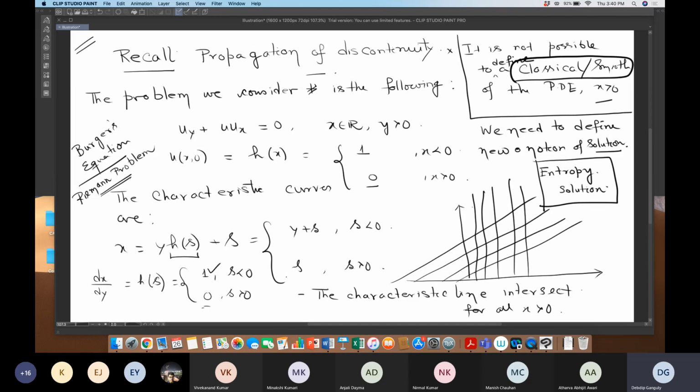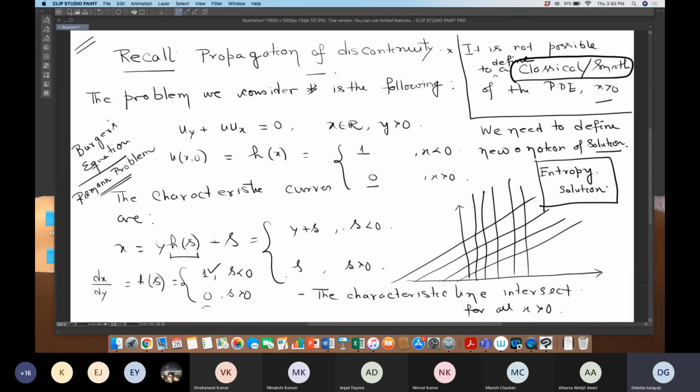The scenario is clear. Since we are not able to define a classical solution for this PDE, because for x positive the characteristics intersect, there is an obvious discontinuity in the solution u. We have seen all those examples of how it comes. Since there is no classical solution for x positive, we need to define a new notion of solution, which is called entropy solutions. We will see it in a later class, maybe the next class.